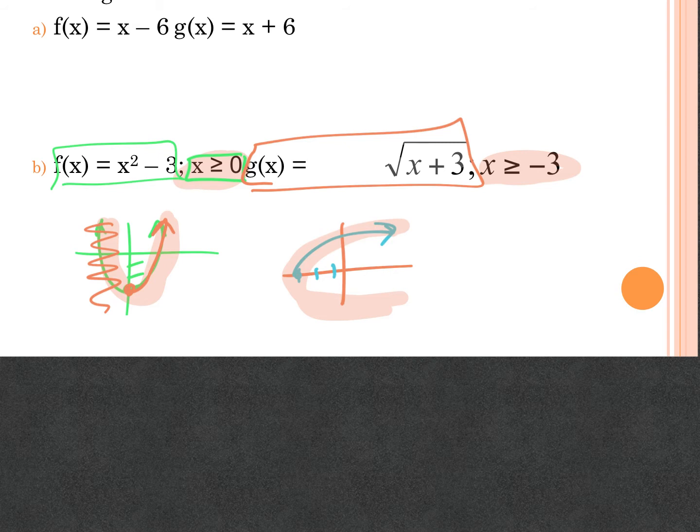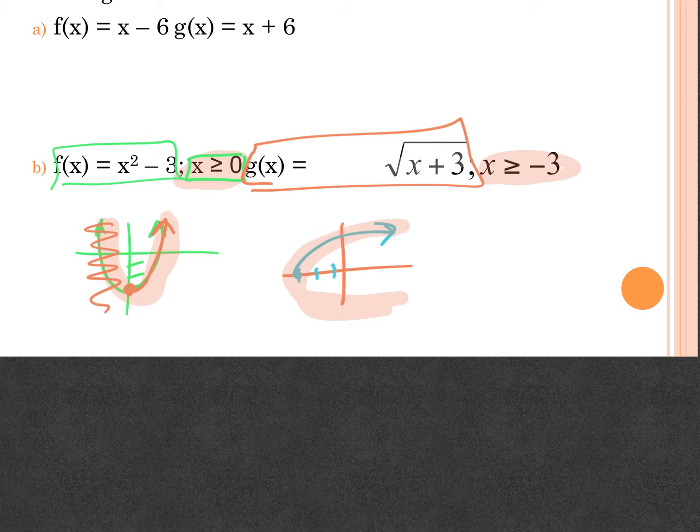Does that make sense? If I took and plotted this point, 0, negative 3, and I switch the x and y of 0, negative 3, what is it? Negative 3, 0, which is that point. Does that make sense? So this restriction caused this graph to have that restriction. If this was the only thing we saw, it wouldn't need this in order to find the inverse. So if that was on the test, you'd see.